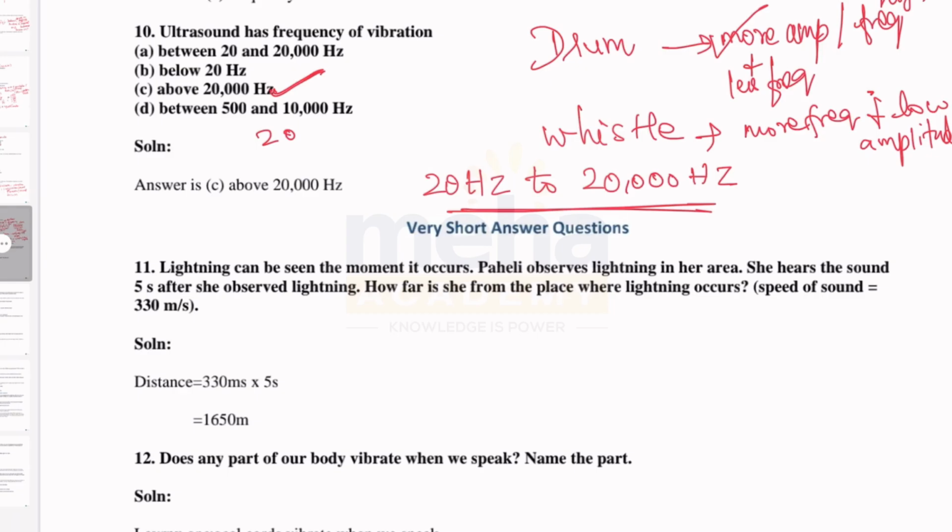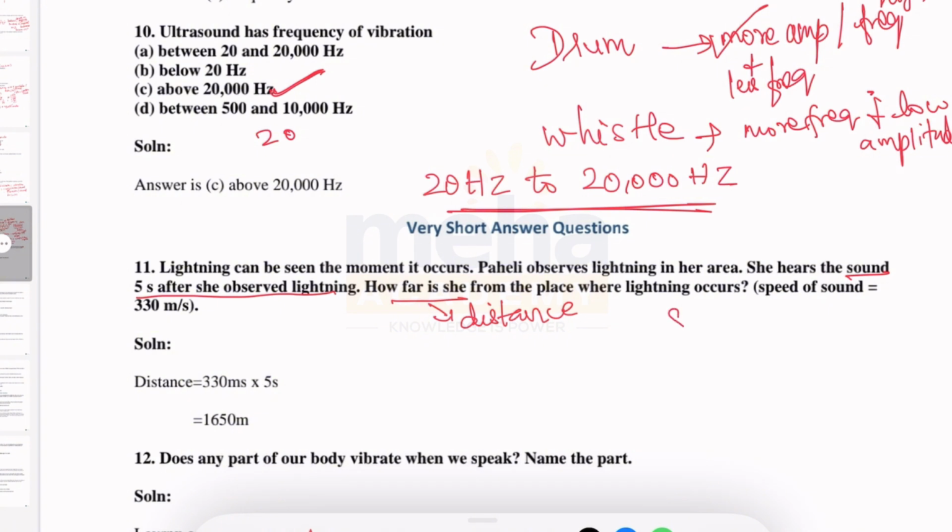Short answers now. Lightning can be seen the moment it occurs. Paheli observes lightning in her area. She hears the sound 5 seconds after the lightning. How far is she from the place where lightning occurs? When they say how far, they are asking the distance.